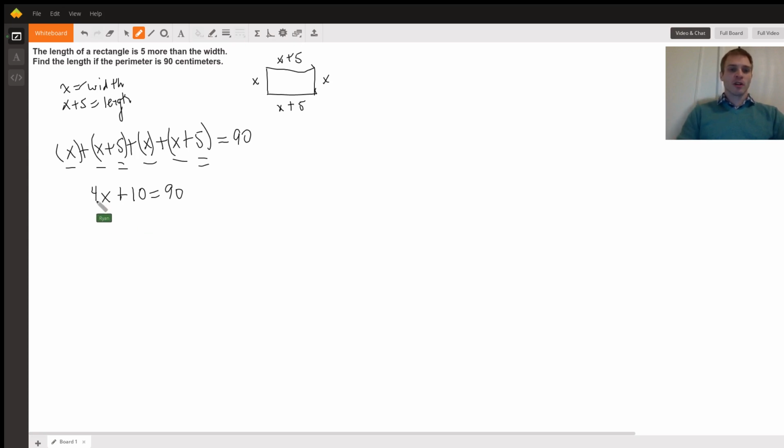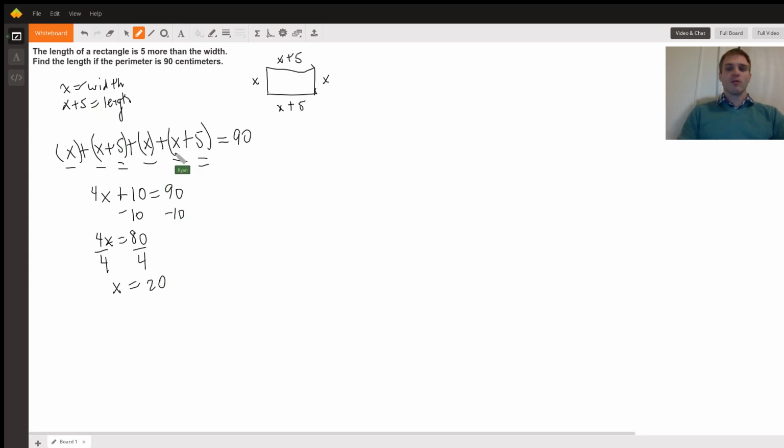And you all remember, we're going to isolate this x, so we'll subtract 10 from both sides. And that leaves us with 4x equal to 80. And then we'll divide both sides by 4. And we get x is equal to 20.